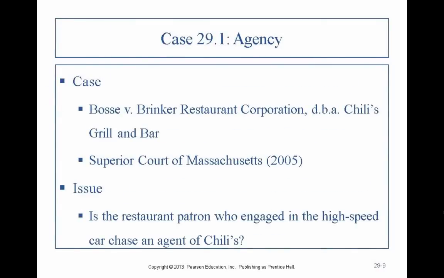This was sort of an interesting little case, wasn't it? This is a chili case, or the Chili's restaurant case back in 2005 out of Massachusetts. What happened? Let me see a show of hands, someone I may not have talked to today. Yes?